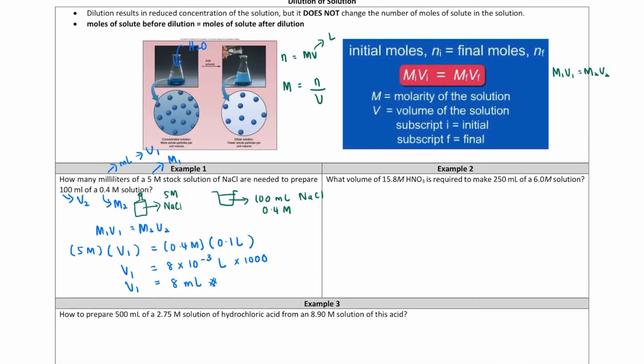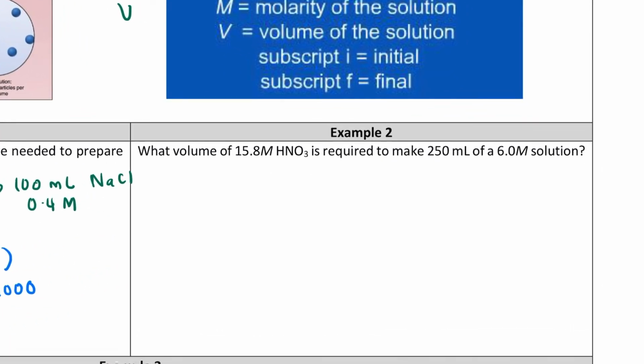Alright, so next let us look at example 2. Okay, so for example 2, dia tanya what volume of 15.8 molar nitric acid is required to make 250 ml of 6 molar solution. So basically this question is the same as example 1, cuma dia pakai solution yang lain dan concentration yang lain. Okay, as you can see dia tanya volume juga. Okay, so dia tanya volume yang diperlukan untuk hasilkan benda ni.